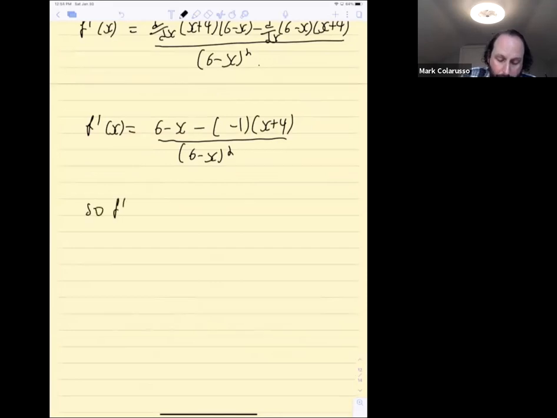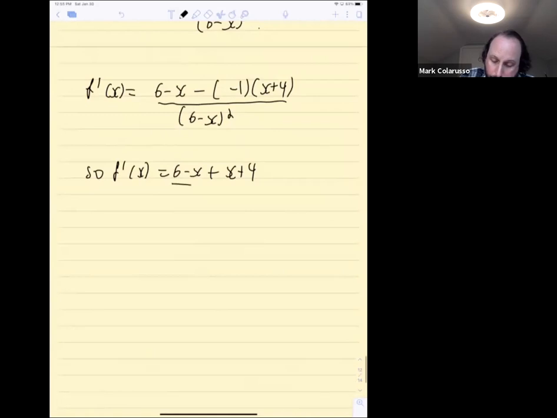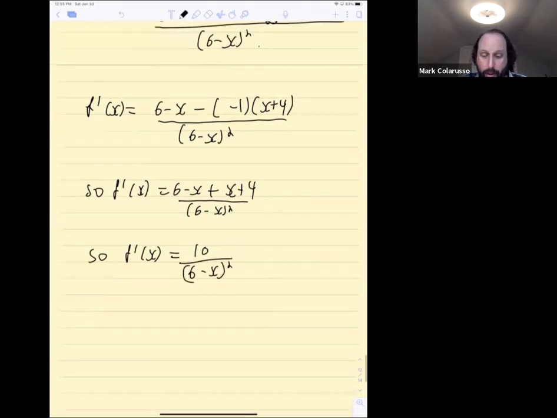And so f prime of x is 6 minus x. Now minus is plus, right? So it's plus x plus 4, all over 6 minus x squared. And now this simplifies nicely. So f prime of x is actually 10 all over 6 minus x squared. And that's the derivative, right? That's the derivative we wanted.